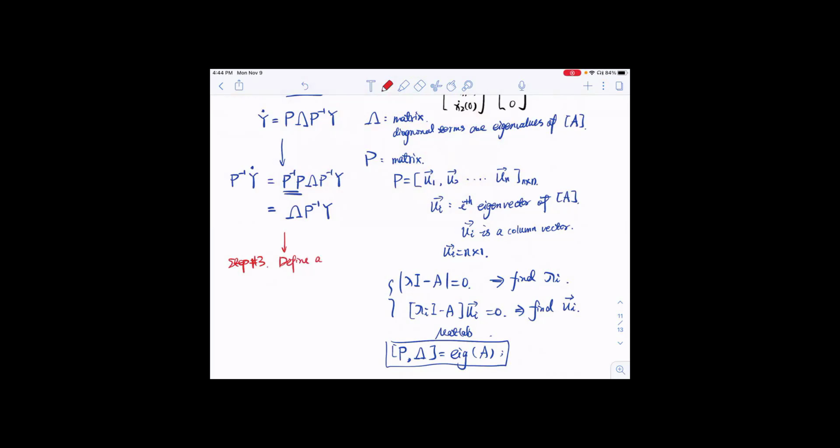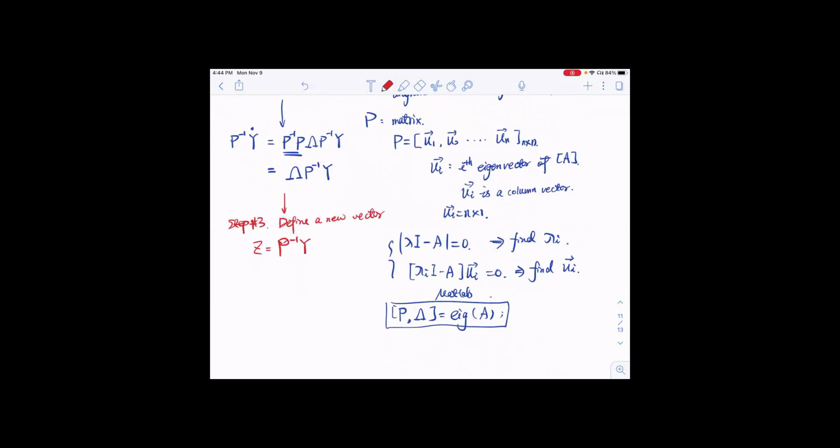define a new vector Z such that Z equals P inverse times Y. So that's how we convert values from the Y domain to the Z domain. You can also reverse it, so that means your Y would be P times Z. So that's how you can see that the P matrix is kind of a coordinate transformation. It couples the Y and Z coordinates.